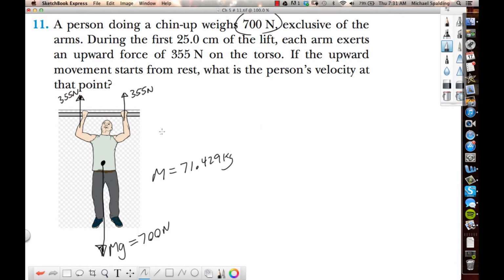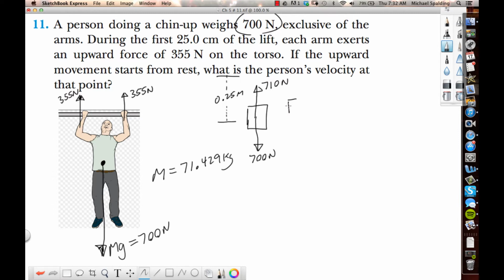So basically, to really simplify this down, here's what we got. We got an object, which is the guy. The total down force is 700 newtons. What's the total up force? 710. And then the problem tells us that he's going to lift himself 0.25 meters. That's the distance, or the displacement.